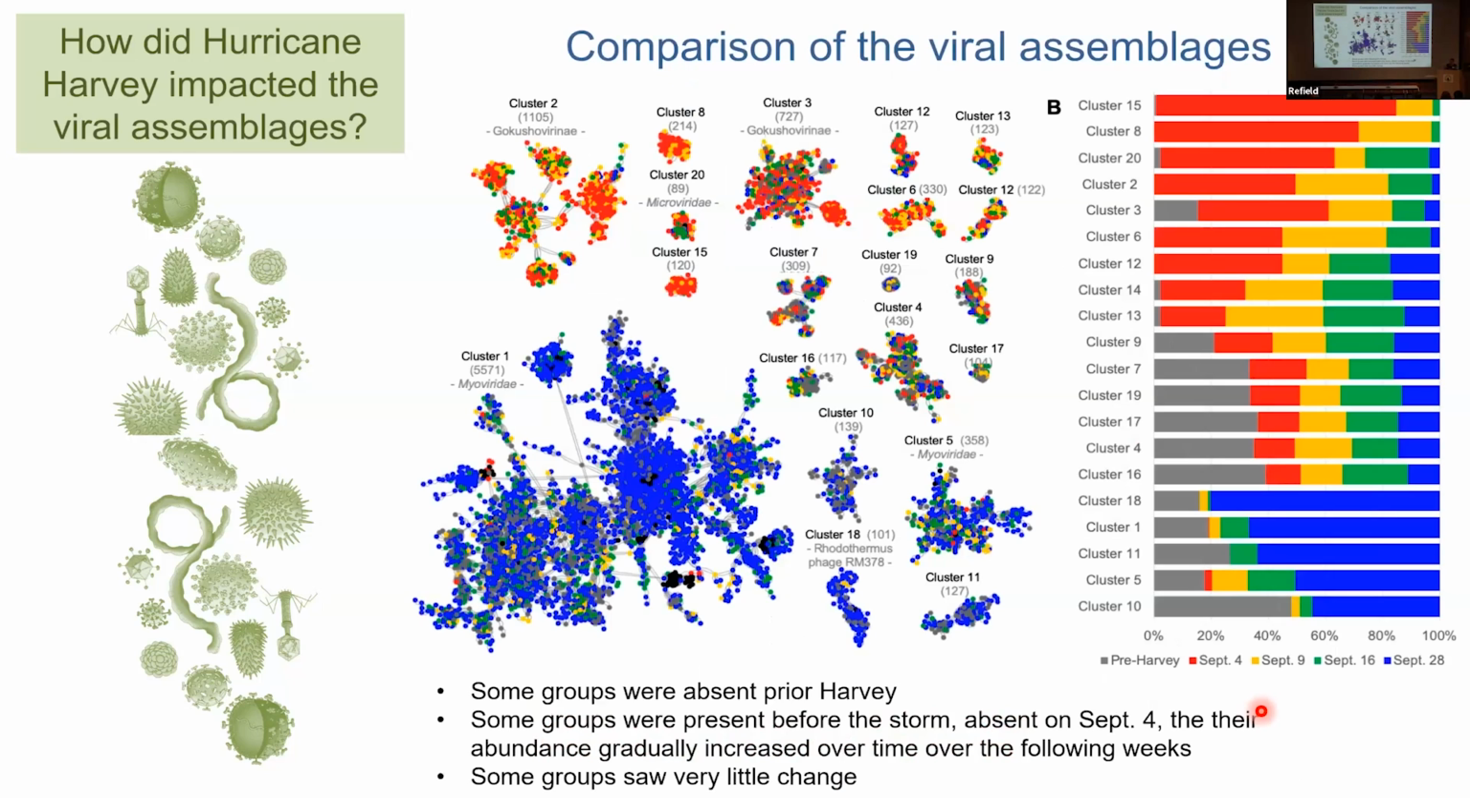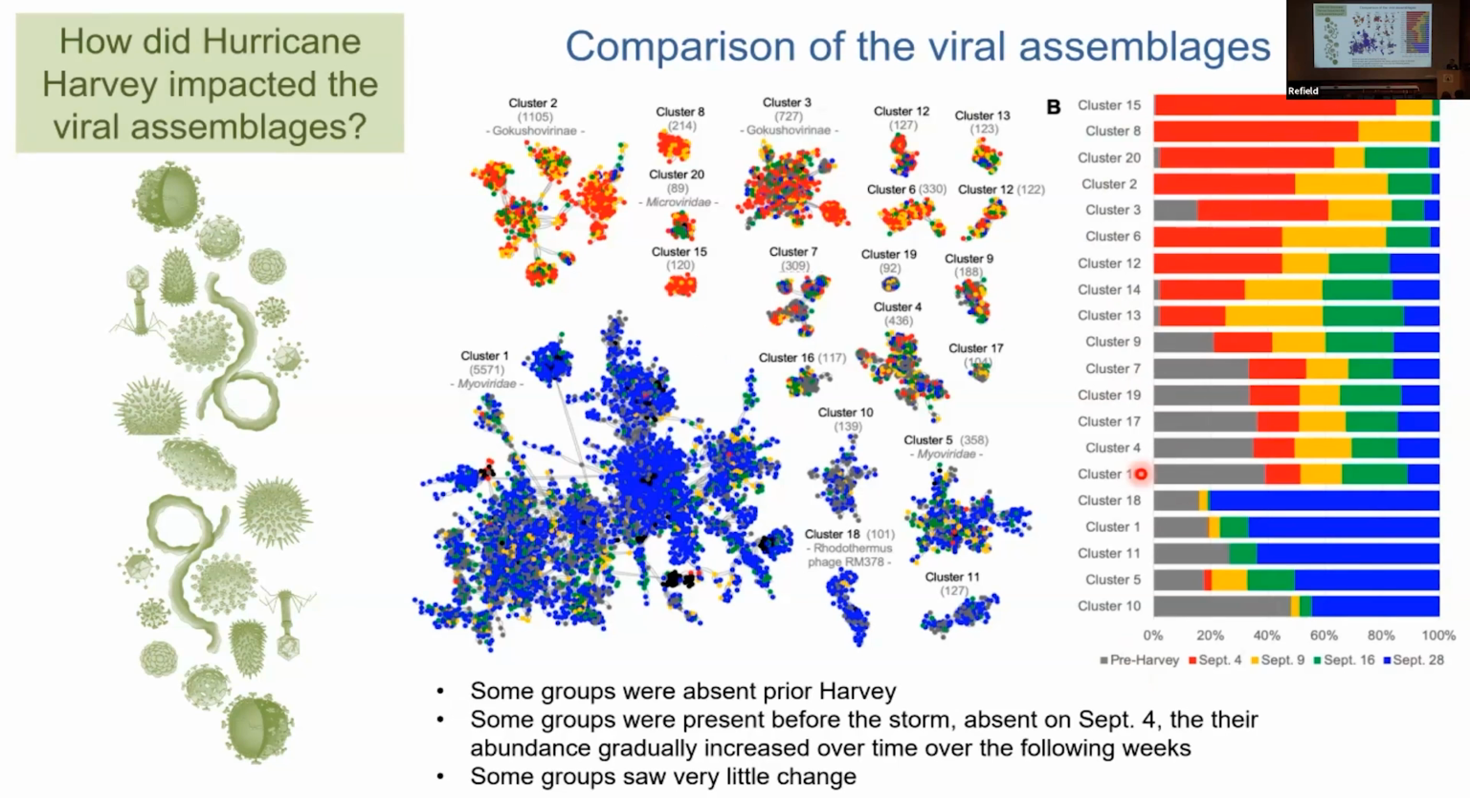But when we look at viruses, here we compare them to each other. Each dot is a different viral sequence. If they're in a cluster, it means they share some genes. If they are separate, then they don't share any genes. And we can see that there were some groups that were not present before Harvey, which is in gray, like this cluster 15, only brought in by the storm, but then by the last sampling, which is blue, was gone.